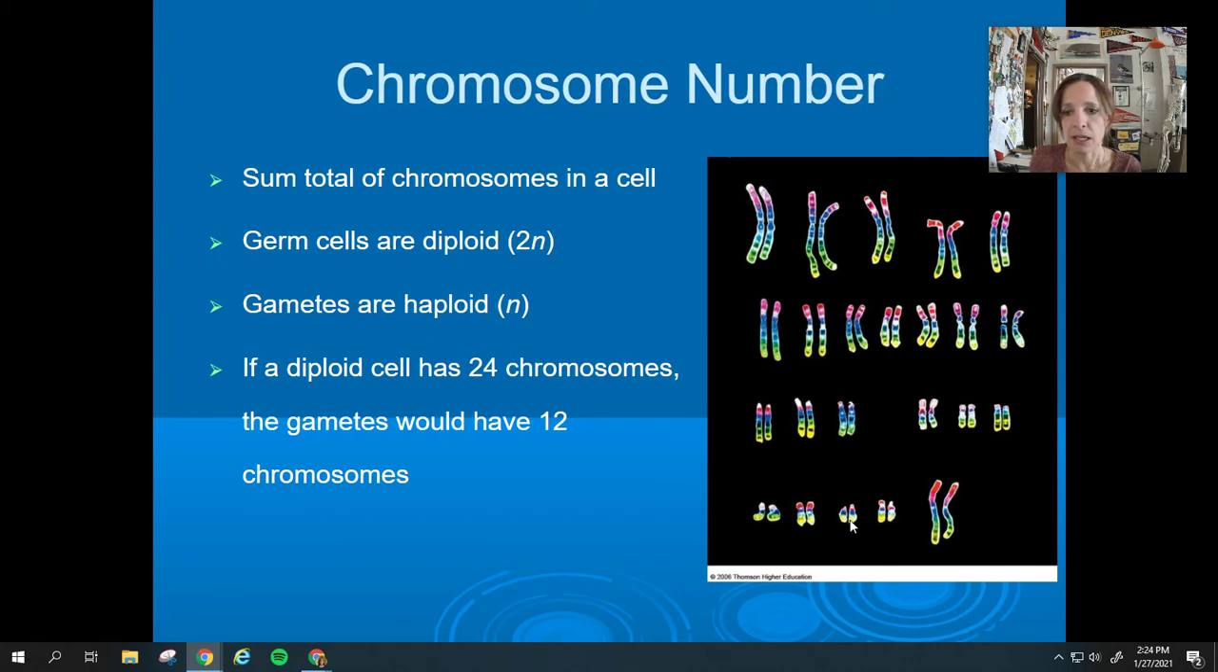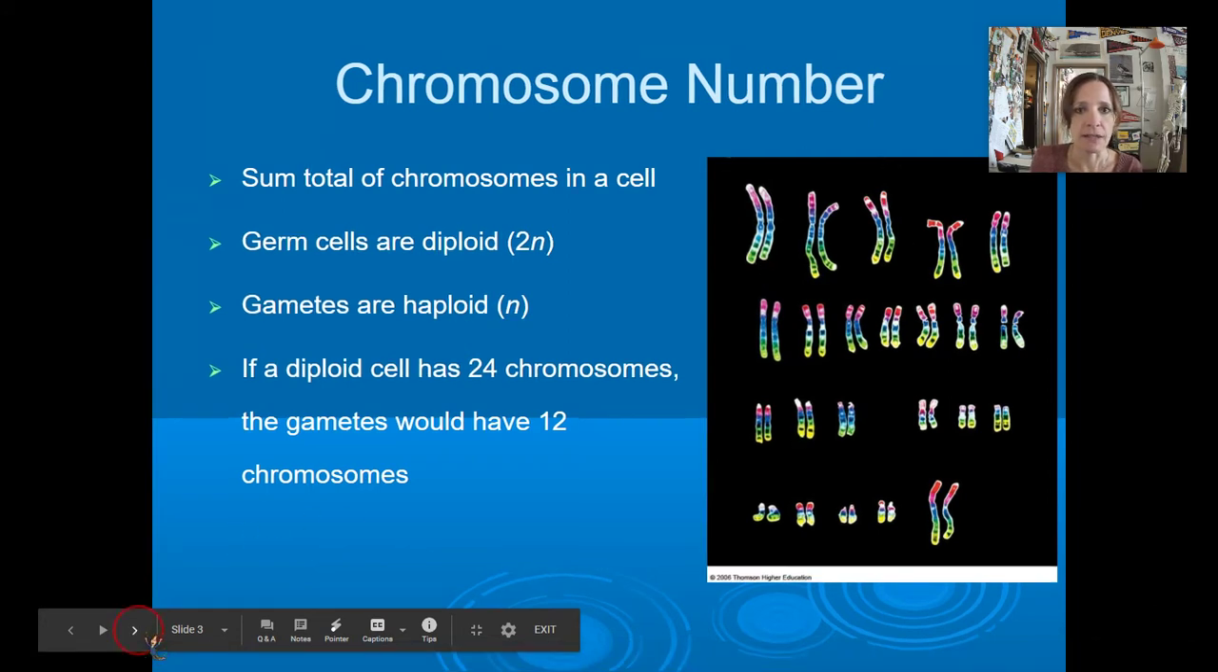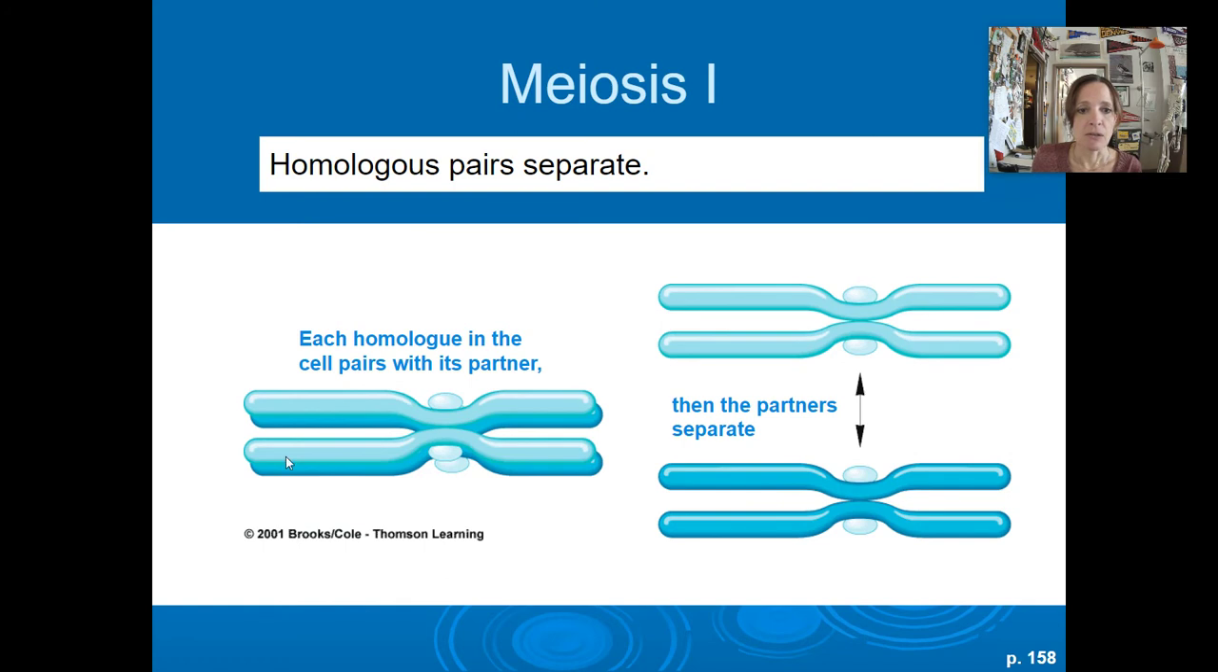So here's a karyotype. This would be a female because there's 2 X's down here. And this would be before it doubles in synthesis. So meiosis 1 is where the homologous pairs separate. It's a little bit different than mitosis, but in meiosis 1, the big thing is the homologous pairs separate. So these are homologous to each other. These would be sister chromatids.